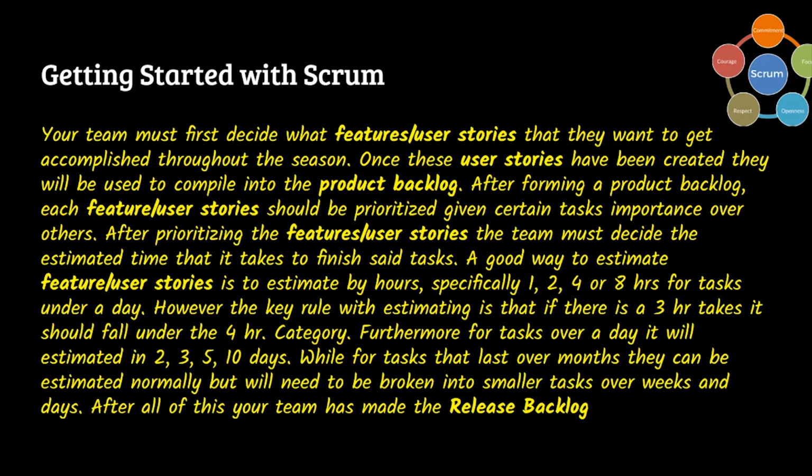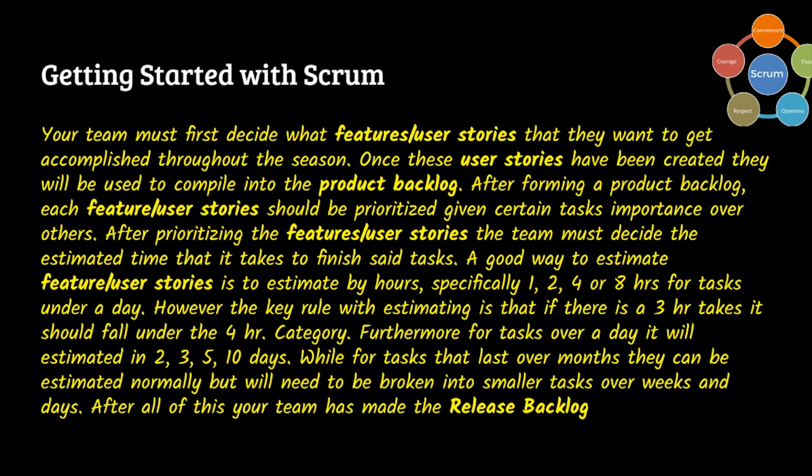Your team must first decide what feature/user stories they want to get accomplished throughout the season. Once these user stories have been created, they will be compiled into the product backlog. It's basically like brainstorming what you want to get done throughout the season, and then you put a giant list of it. After forming a product backlog, each feature/user story should be prioritized given certain task importance over others.